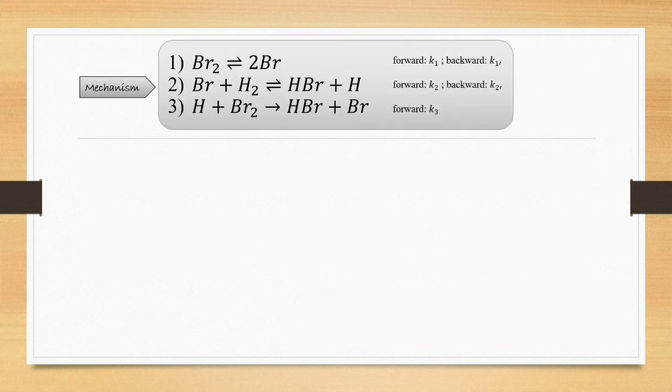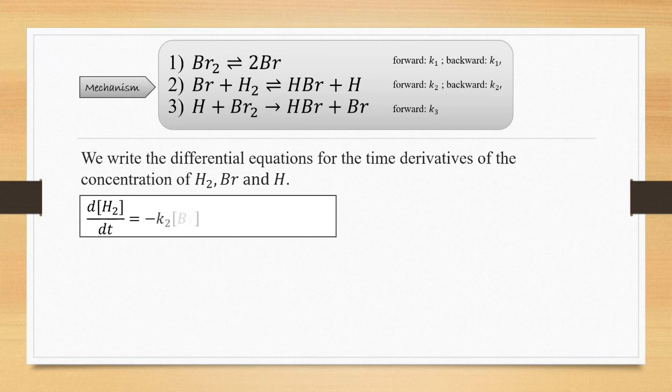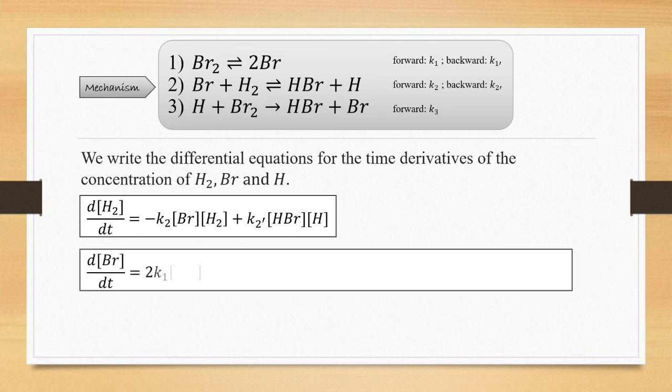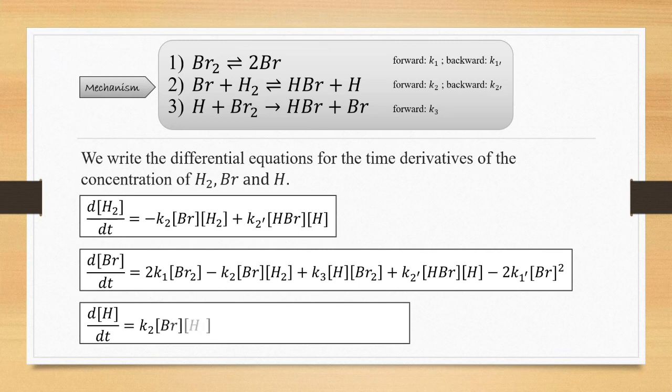Now for the differential equation for the time derivative of the concentration of H2, d[H2]/dt is equal to minus k2[Br][H2] plus k2'[HBr][H]. For Br, d[Br]/dt is equal to 2k1[Br2] minus k2[Br][H2] plus k3[H][Br2] plus k2'[HBr][H] minus 2k1'[Br]^2. And last, for H, d[H]/dt equals k2[Br][H2] minus k2'[HBr][H] minus k3[H][Br2].